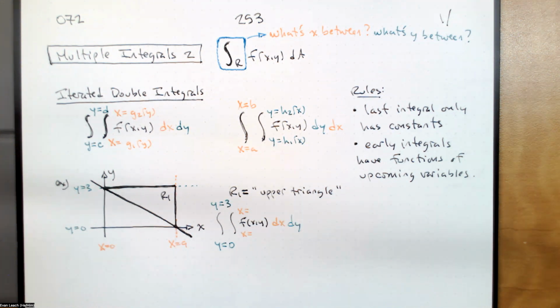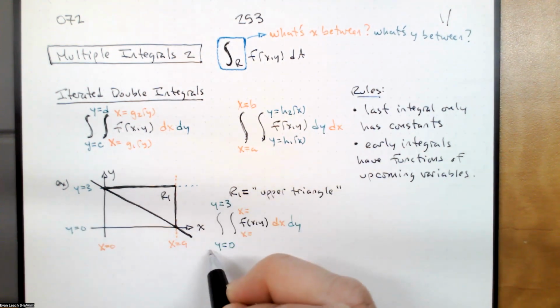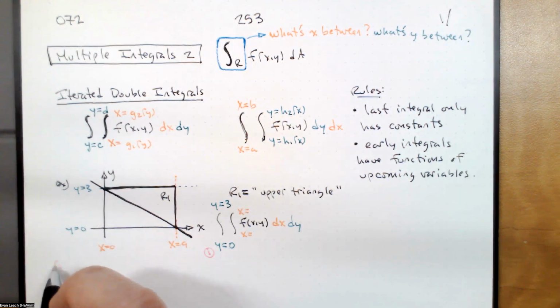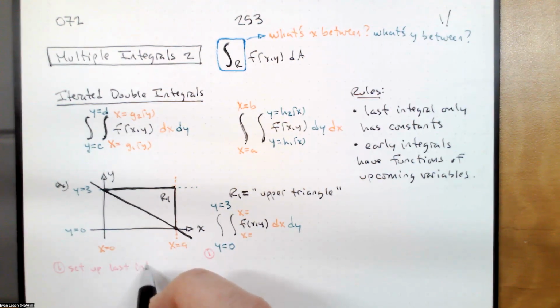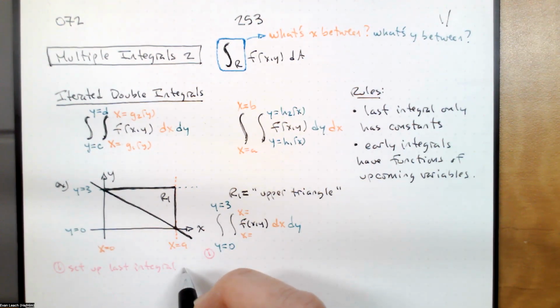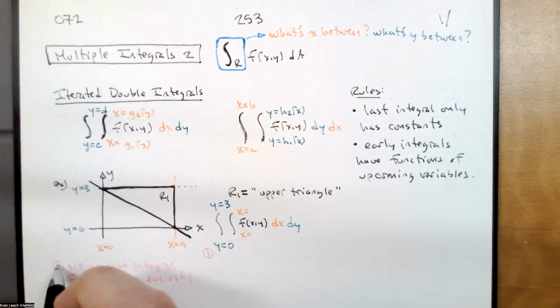What we're going to do is pick a typical y value and then figure out what x is between. So what we did here: first, set up the last integral. Set up the last integral first because it's easiest. That was not a good choice for a whole sentence.